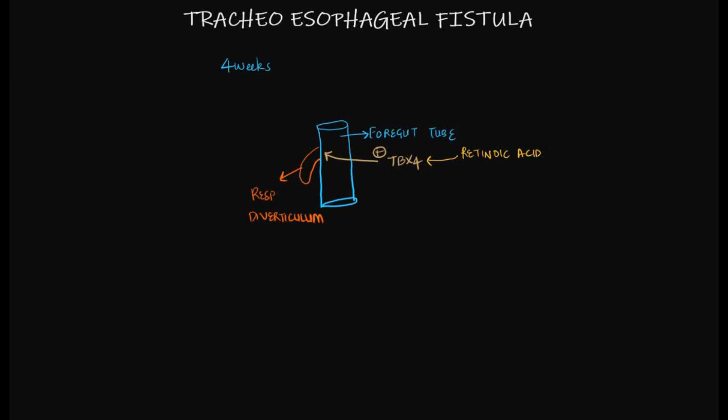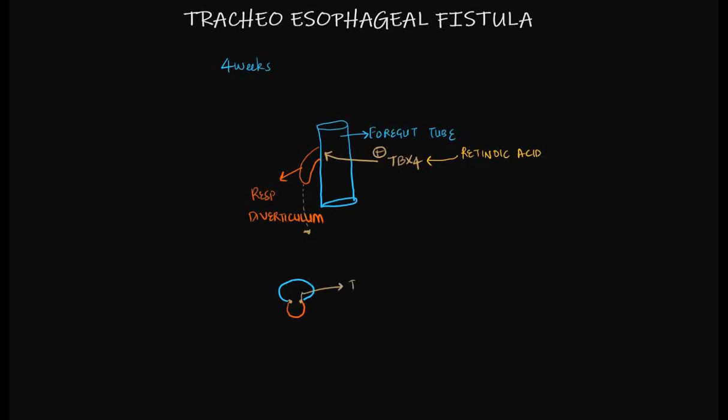So the entire respiratory tract is endodermal in origin because the foregut tube is endodermal. However, the cartilage, muscles and connective tissue are formed by the surrounding splanchnic mesoderm and therefore are mesodermal in origin. Now once formed, the respiratory bud starts growing caudally. So let us look at this through a transverse section.